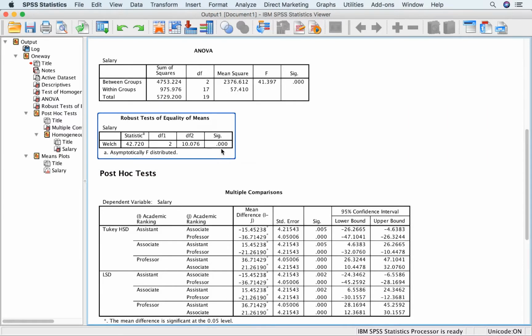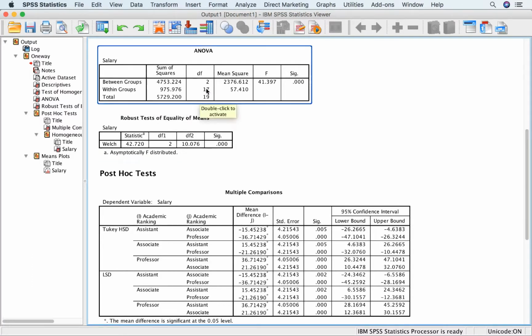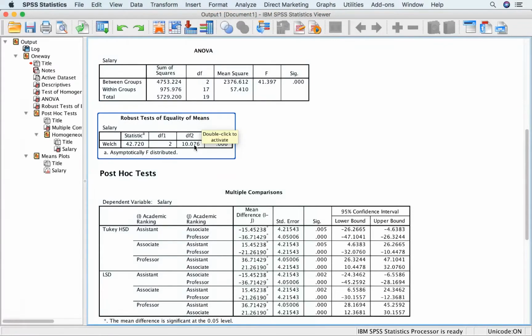So we achieved significance. There are adjustments done for the degrees of freedom. The degrees of freedom for between groups is 2, but for within groups is actually 10.076 instead of 17. So there was an adjustment done for the degrees of freedom, but regardless, the significance level is still good. So we can conclude that there is at least a pair of the 3 academic rankings that are different. To be sure which ones are different, we have to go to the post hoc.